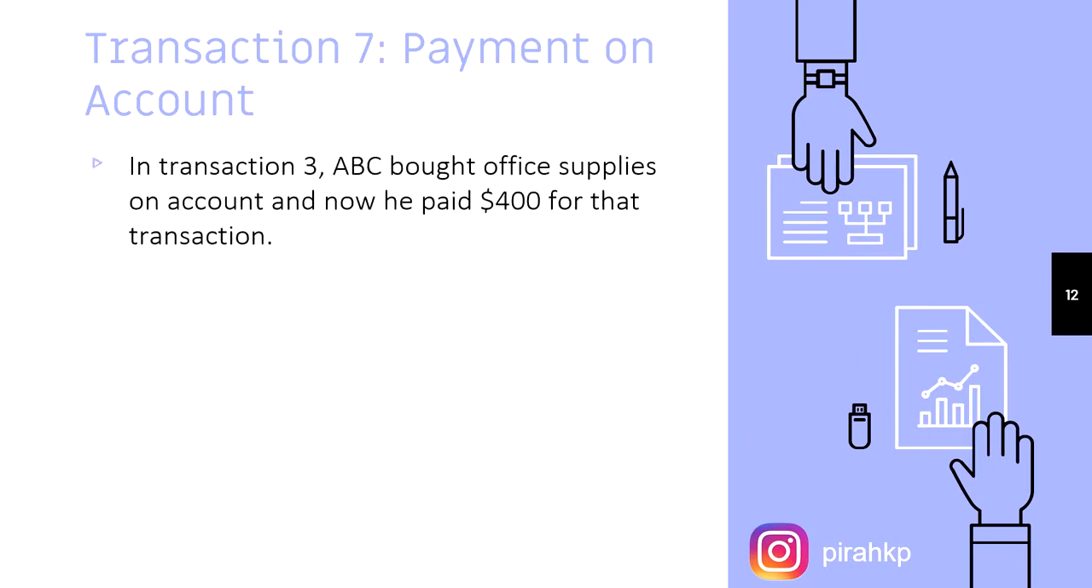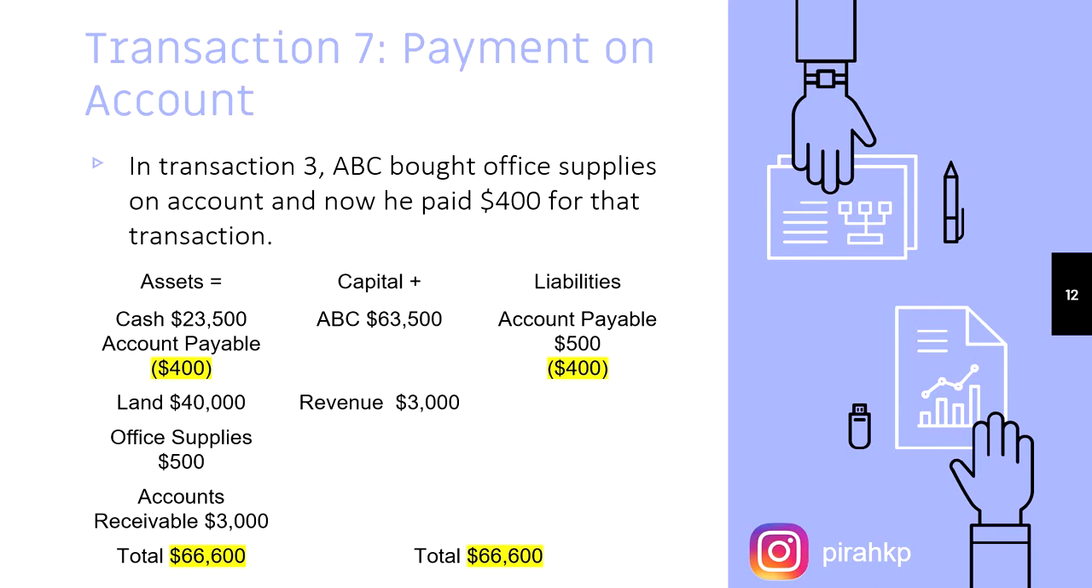So over here we are paying for those office supplies. We are paying our liabilities. So what did ABC do? In transaction 3, ABC bought office supplies on account and now he paid $400 for that transaction. Alright, perfect. How are we paying? We are paying in cash. So we are going to subtract it from cash. So in assets, cash, and then accounts payable $400.